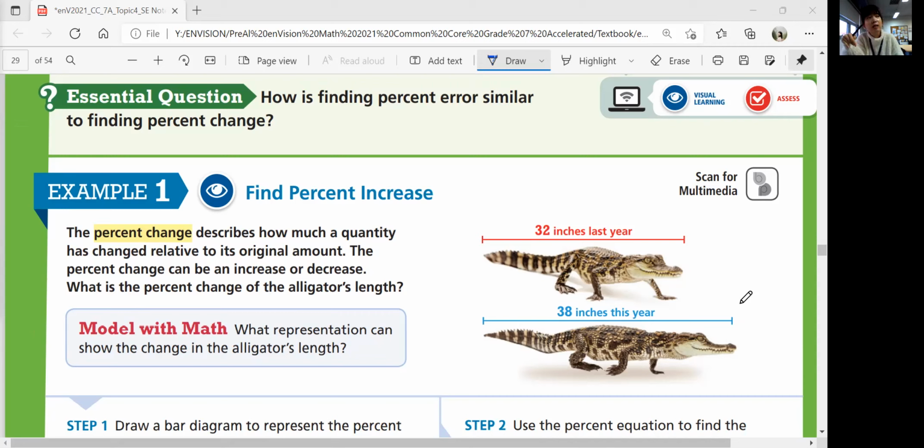What is the percent change of the alligator's length from last year to this year? Last year, he was 32 inches. This year, he is 38 inches. So what's the percent change? Not how many inches did he grow, what's the percent change? What representation can show the change in the alligator's length? Ratios. Ratios, of course.